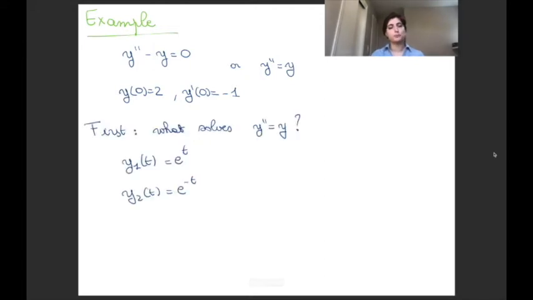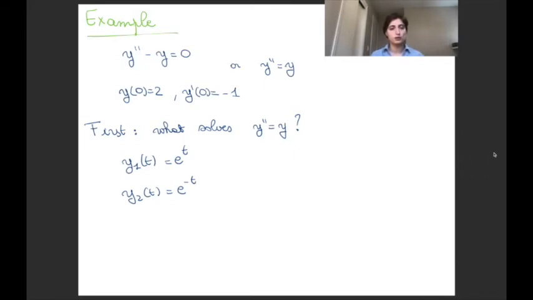So what solves y'' = y? The first thing we can think of is that a solution is the exponential of time. We know that taking the derivative of the exponential gives you back the exponential, so the second derivative of the exponential is itself. But also the exponential of minus t: the second derivative gets you back to it, with no coefficient in front. So also exponential of minus t is a solution.